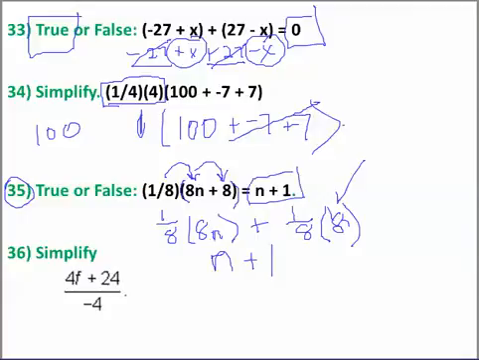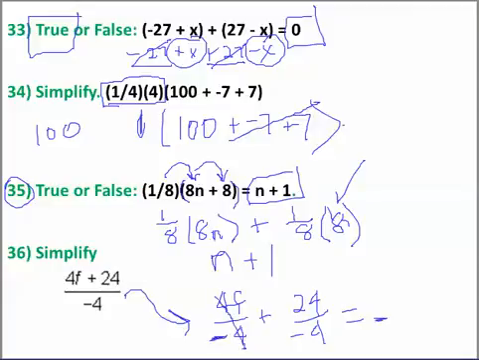Do you remember that we need to separate this guy out? So we need to say 4f over negative 4 plus 24 over negative 4. And then we need to reduce each piece. Careful here. 4 and 4 go away, but this negative sign does not. It hangs out with it. Negative f. Again, 24 and 4 reduces to 6, but that negative sign needs to hang out. So negative f minus 6 is what we end up with.